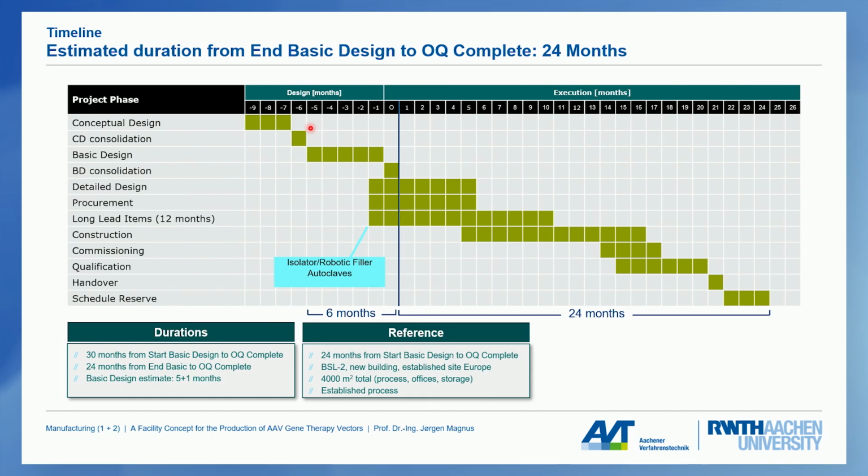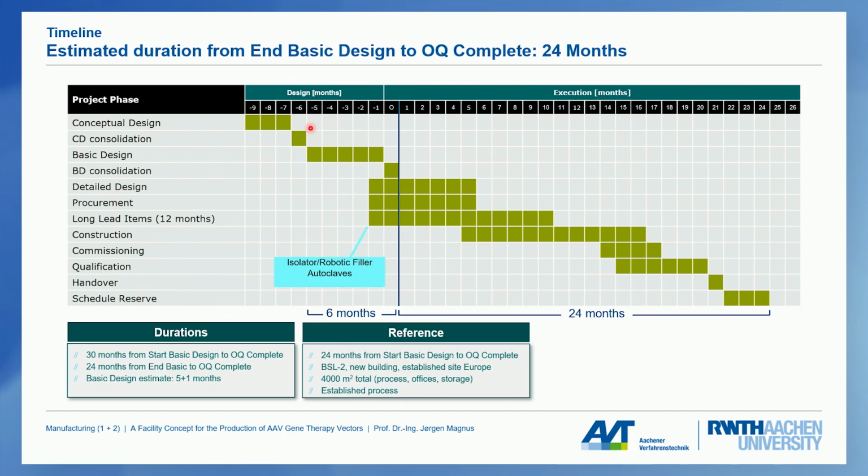Then comes the basic design, where you go into more details, and after that the detailed design, where you really design everything in most detail. For instance, you would make a 3D model of your piping, which can be very helpful, and to have a smooth execution of the project, it's very helpful to have a 3D model of the piping.